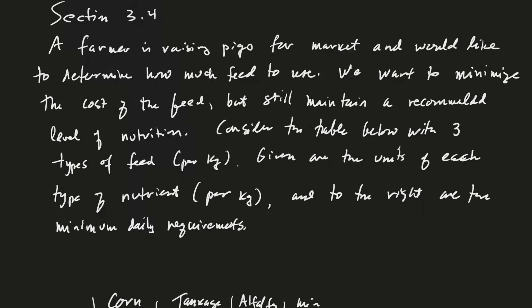And so in this case, we have a farmer raising some pigs for market, and they would like to determine how much feed to use. And so we want to, of course, minimize the cost of the feed, but still maintain a recommended level of nutrition. Consider the table below with 3 types of feed in kilograms. Given are the units of each type of nutrient per kilogram, and to the right are the minimum daily requirements.